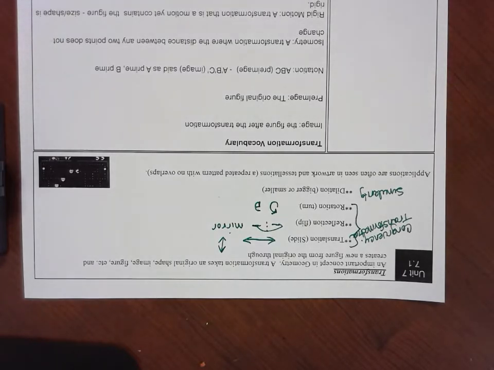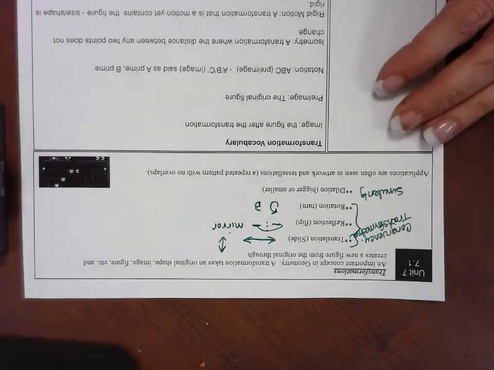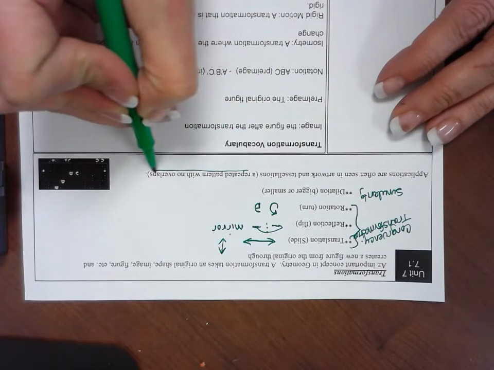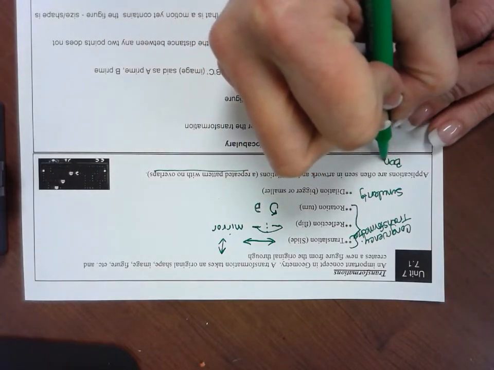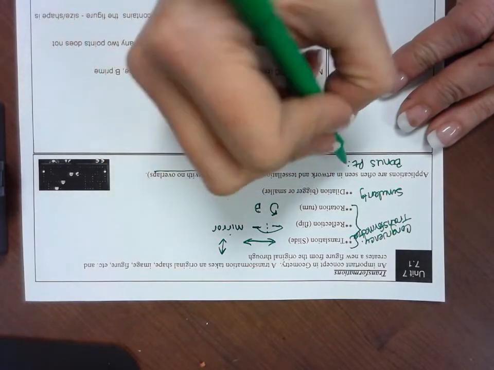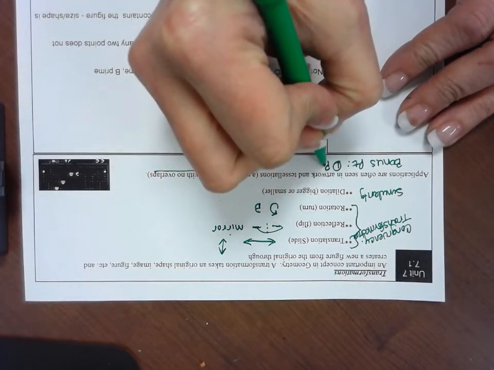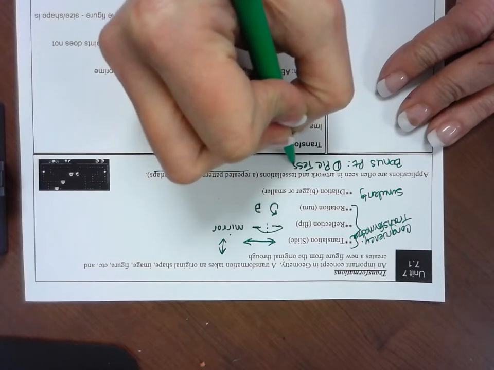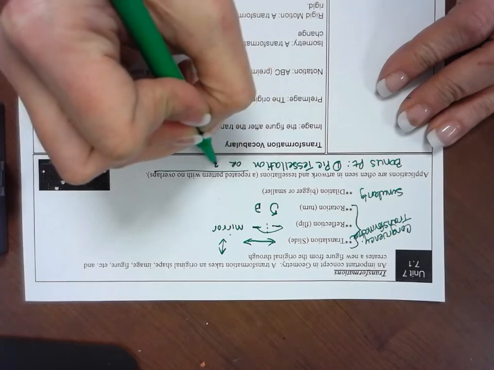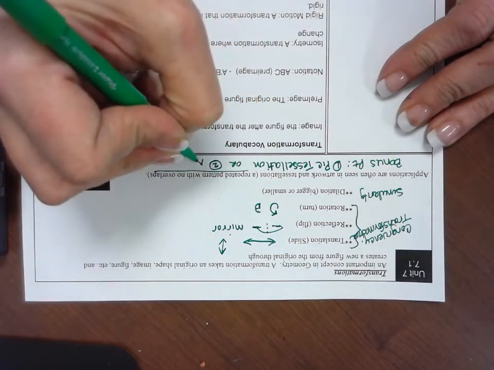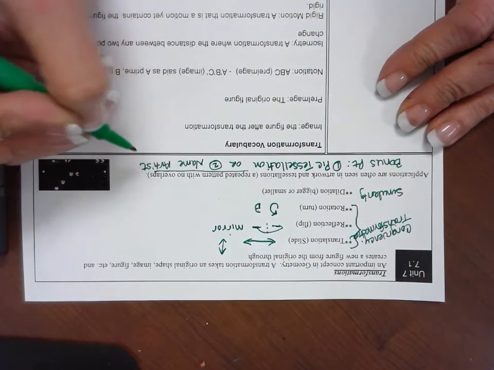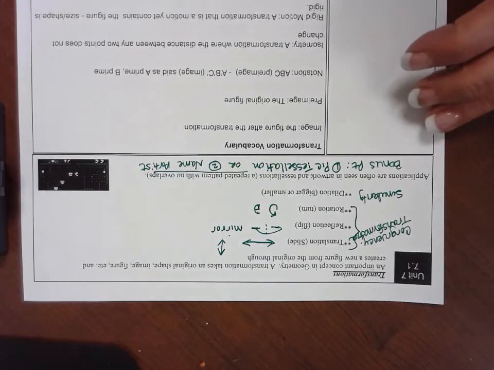And we see a lot of transformations in artwork and tessellations, which is a repeated pattern with no overlaps. And I will give you a bonus point if you bring me either a picture of a tessellation, you can find them all over the place, or the name of the artist most famous for doing tessellation work. Either one will get you a bonus point.